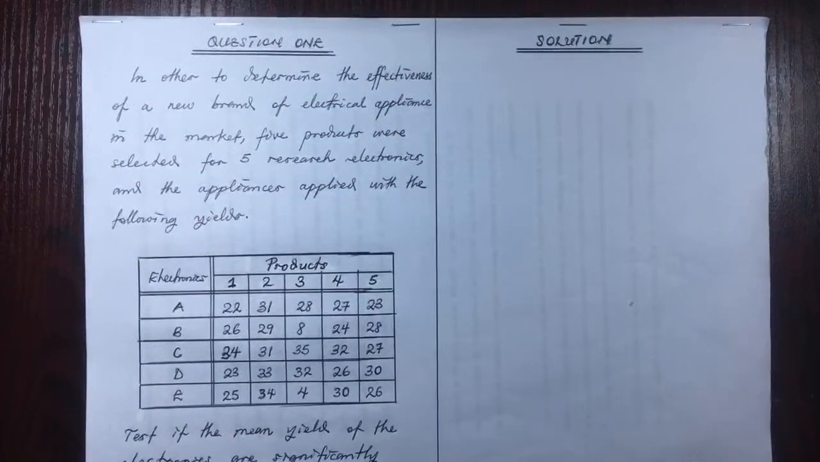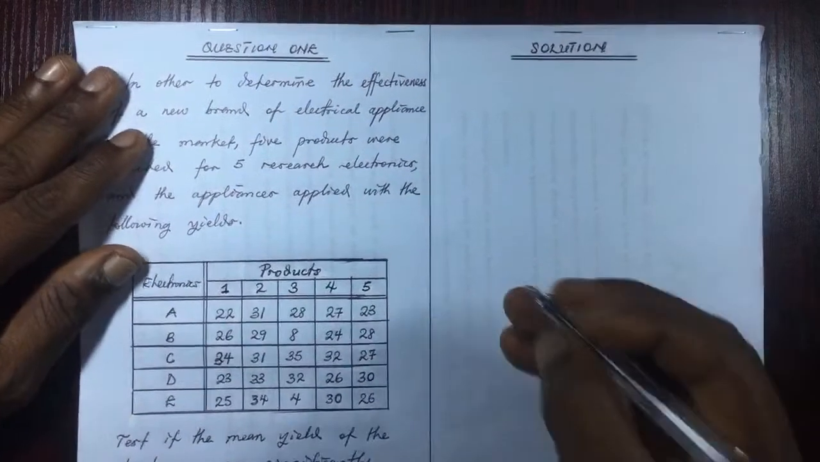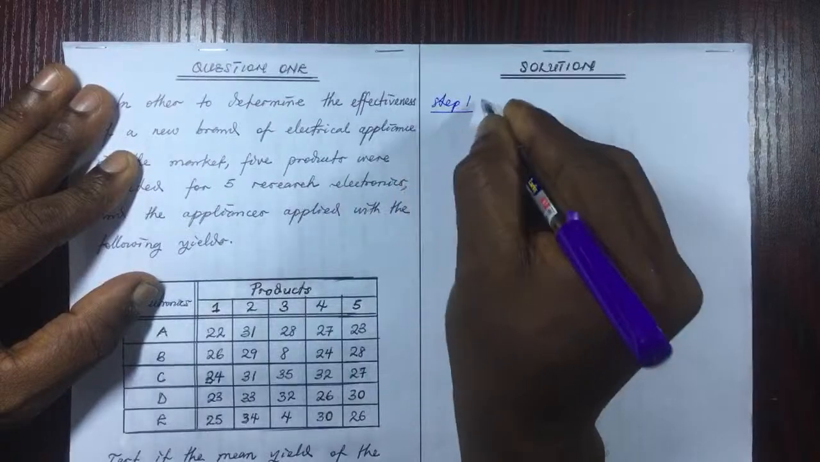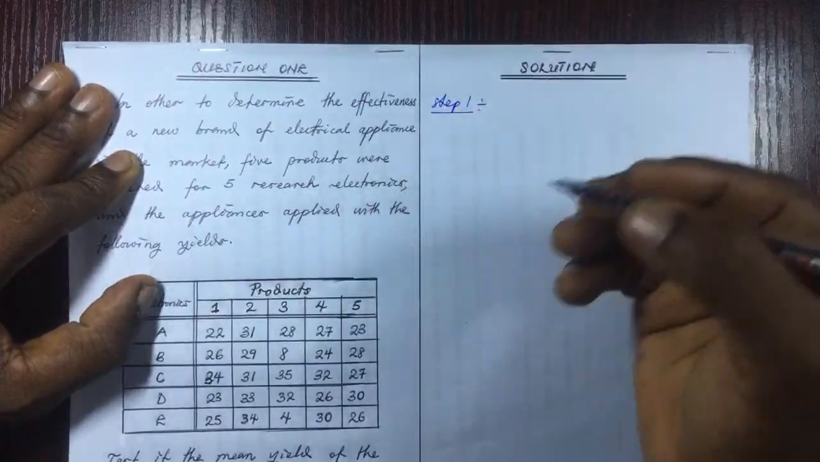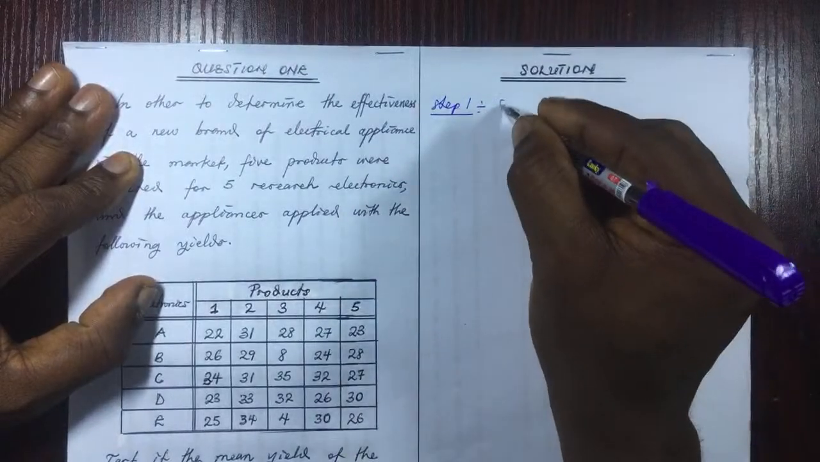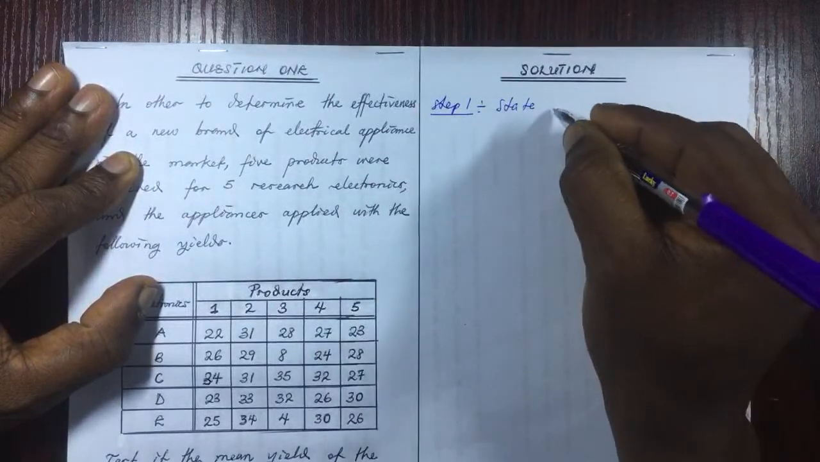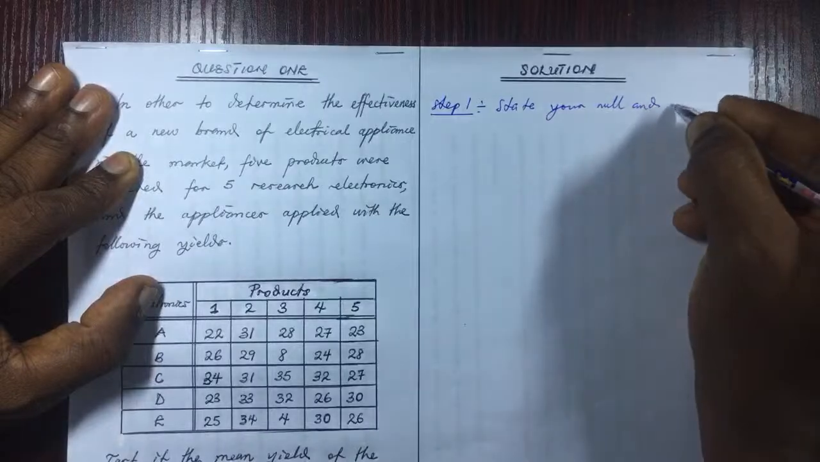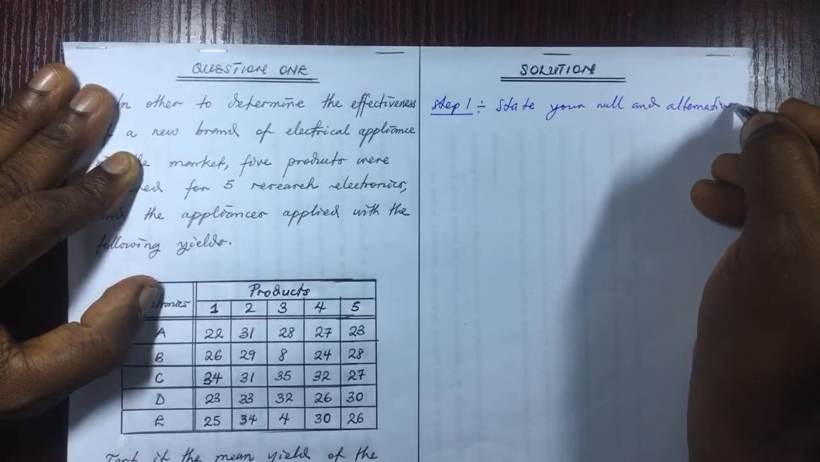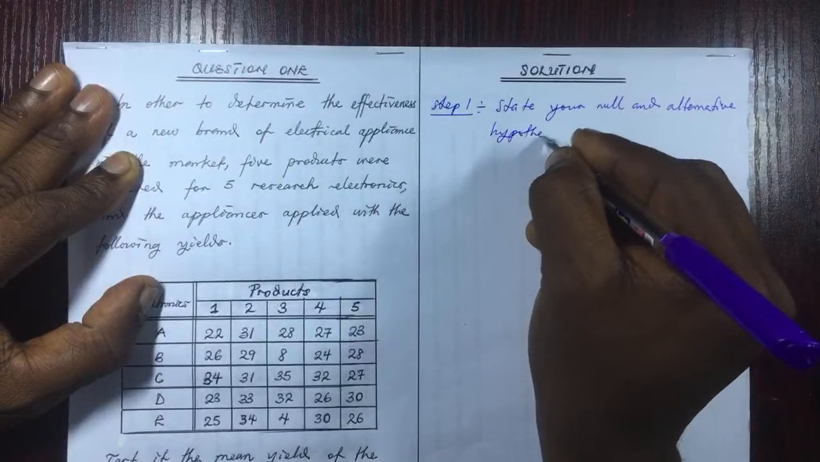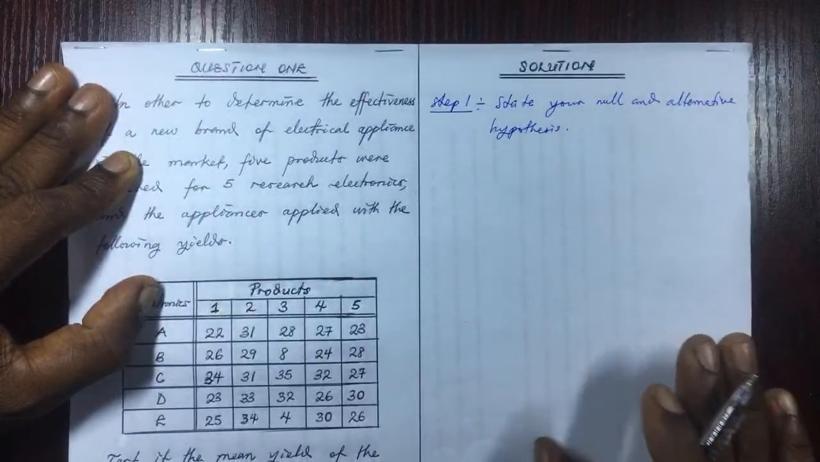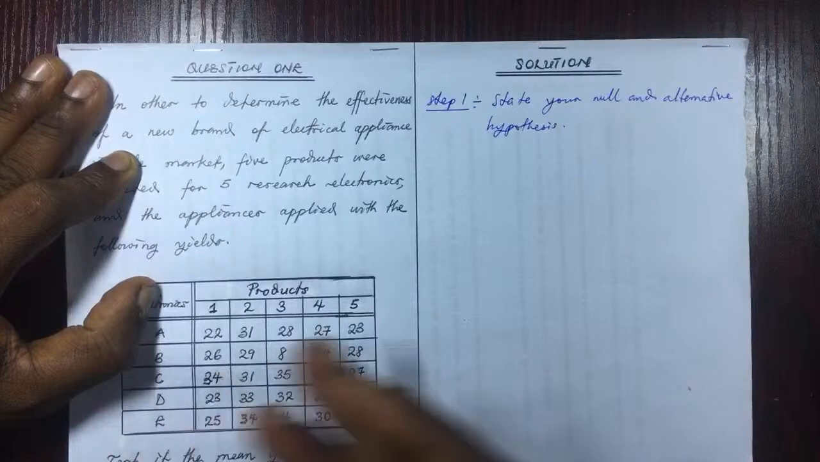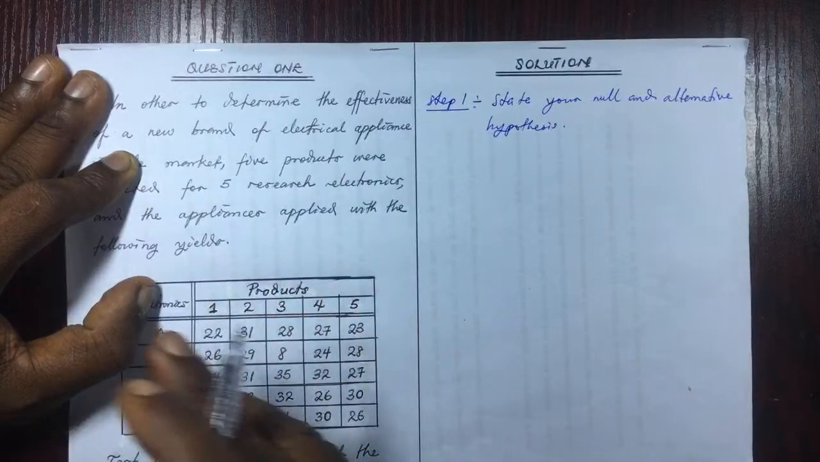So the first thing I'm going to do will be step 1. So what will my step 1 be? When you are given a problem like this, make your step 1 the statement of hypothesis. So step 1, I'm going to write: state your null and alternative hypothesis. So that will be the first thing I'm going to do. So in the one-way Anova, there is just one hypothesis. That is one hypothesis in the sense that I'm merging the two, the null and the alternative, okay?